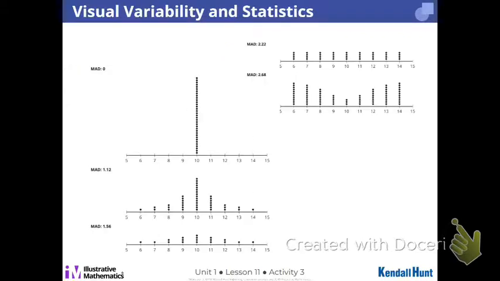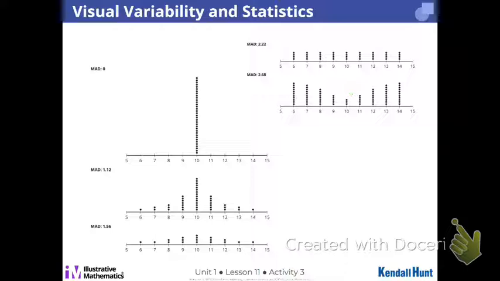So here's the actual measurements. Here's the MAD for all those. There's the 0 where everything is 10, and then check out the MAD for the one that's the least. On average, those are more than 2.5 away from 10 on average. This one's pretty close, 2.2.